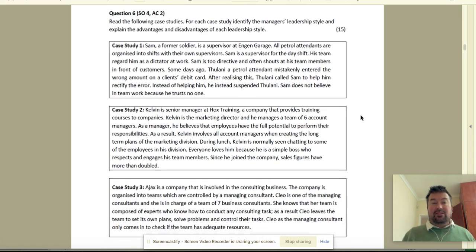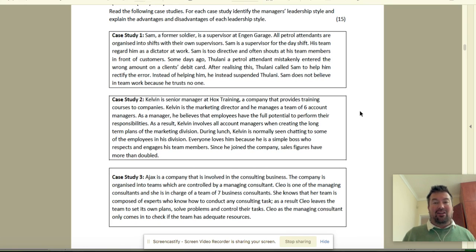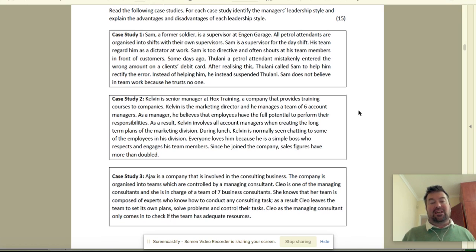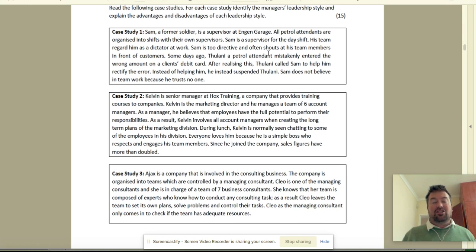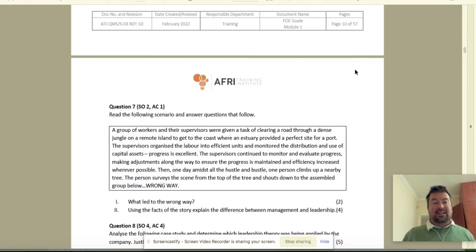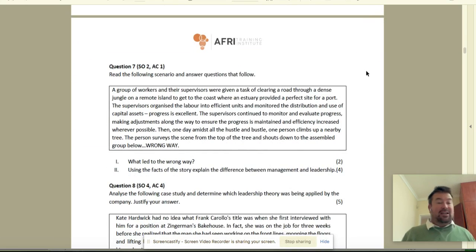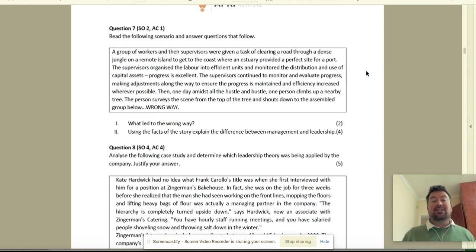Now, I want you to read through all those case studies and then tell me what leadership style that person used. And then what are the advantages and what are the disadvantages of those particular styles as they are shown in the case study. Okay, so that is that. Then question number 7. It says, read the following scenario and answer the questions that follow. So I want you to read the case study and then tell me, based on the case study, what led to the wrong way?